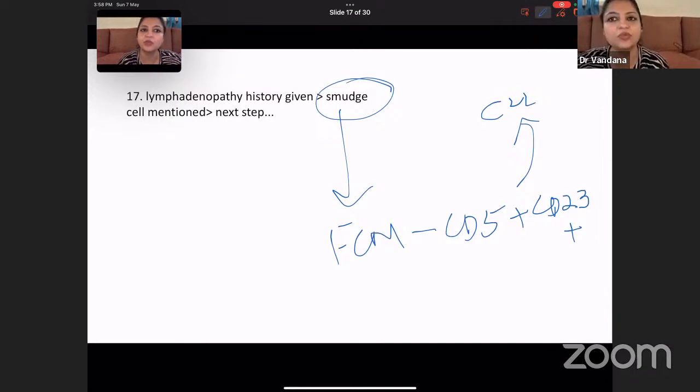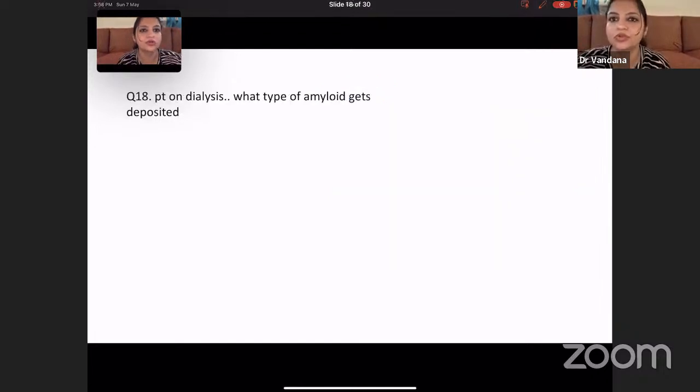So that is perfect. Once you see smudge cells and lymphadenopathy, you have to go ahead and do your flow cytometry. Okay, guys, let's go to the next question.